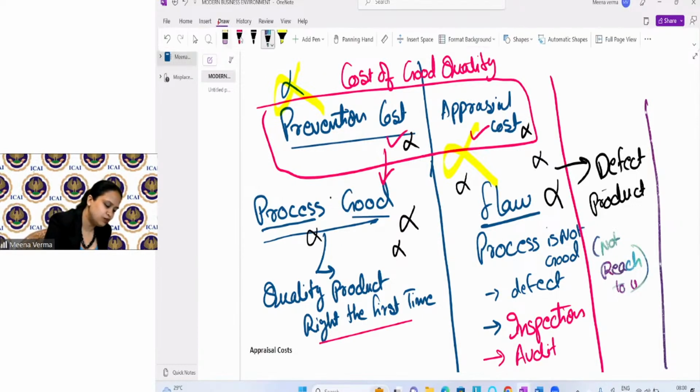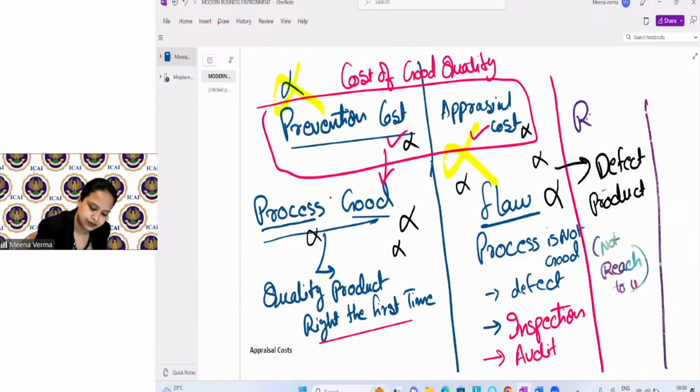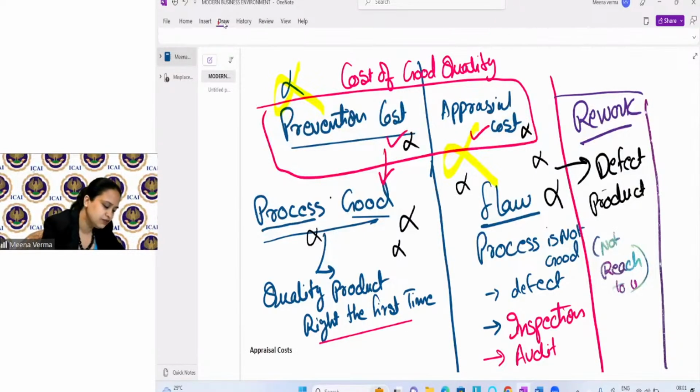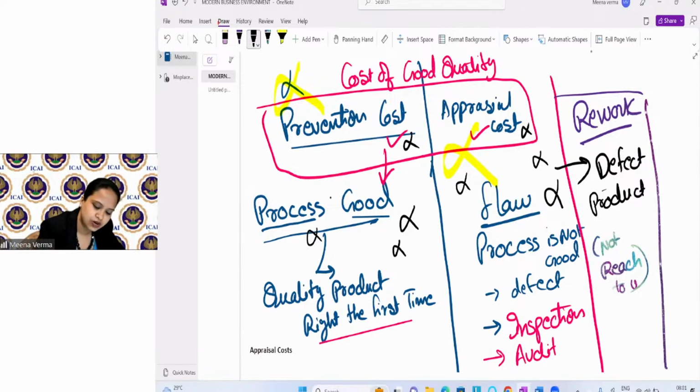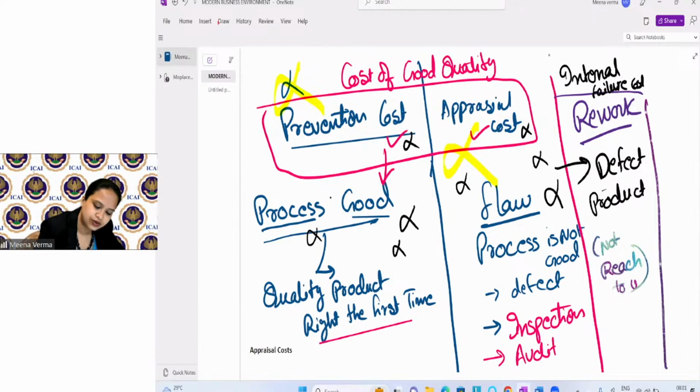So you must know one more word we use here, which is rework. Rework means when we are producing the defective unit, and the cost which we are incurring to correct the defect, this will be known as internal failure cost. This is what internal failure cost is. So what is internal failure cost?